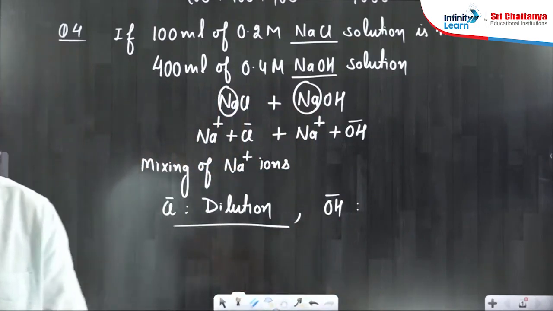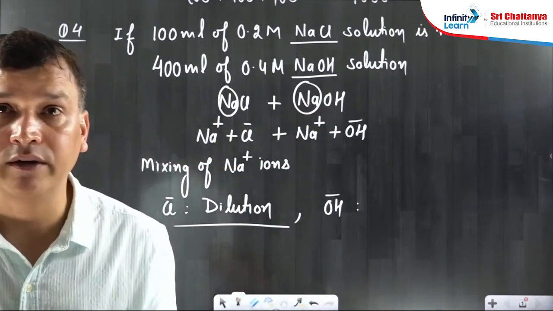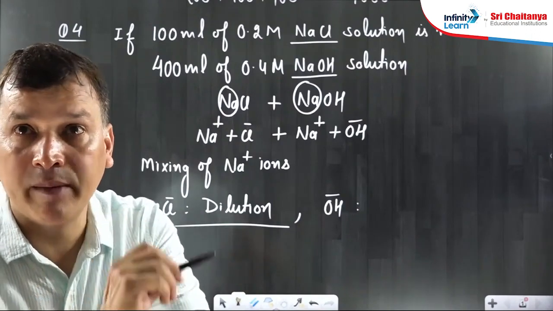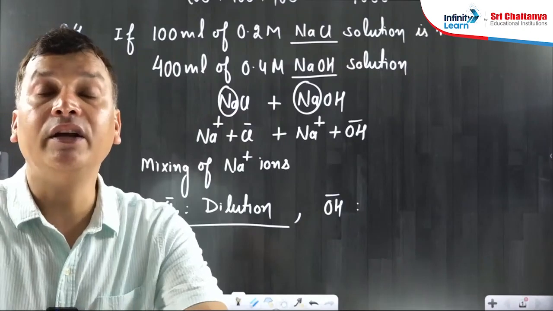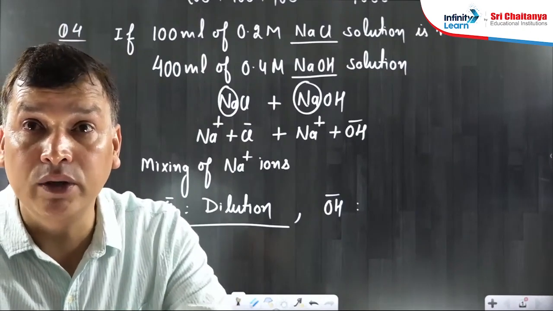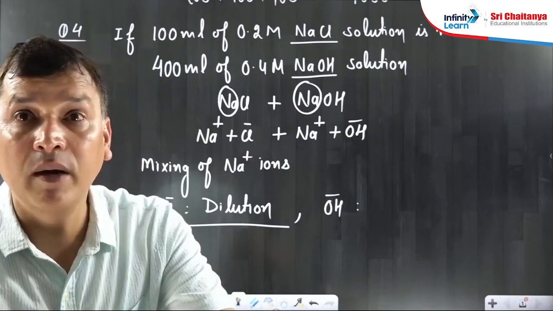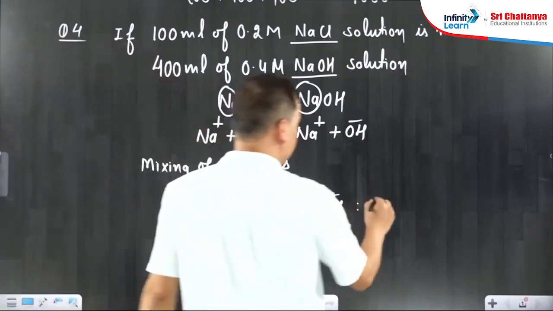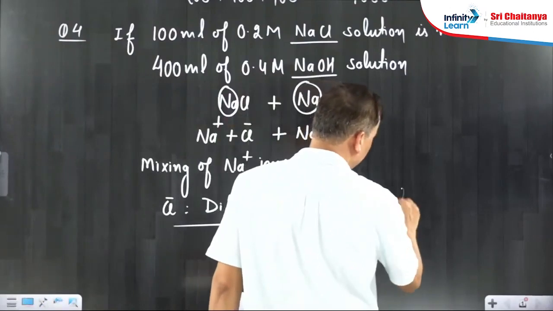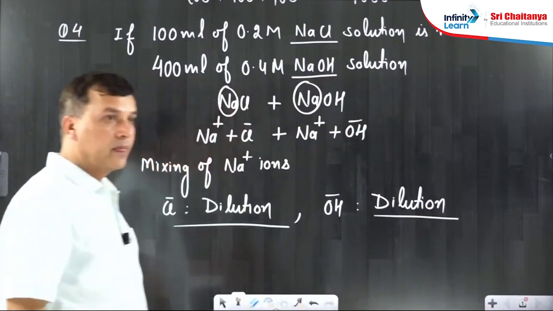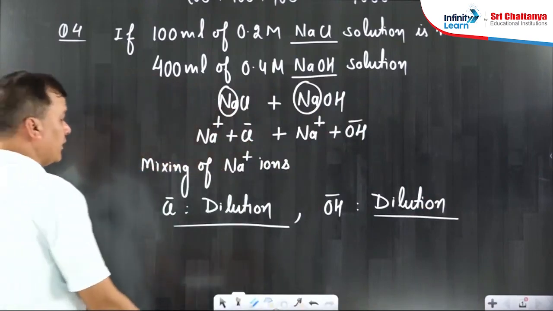You will write on the chat box, then I will move further. I am telling you, when these two solutions are mixed, there will be addition of sodium ions. There will be dilution of chloride ion. What about the hydroxide ion? My dear student, there will be dilution of hydroxide ion. Am I clear? So dear student, I am writing here.